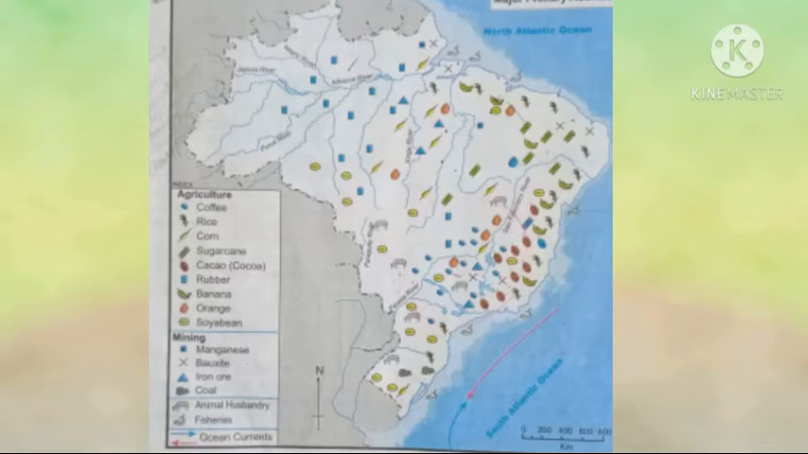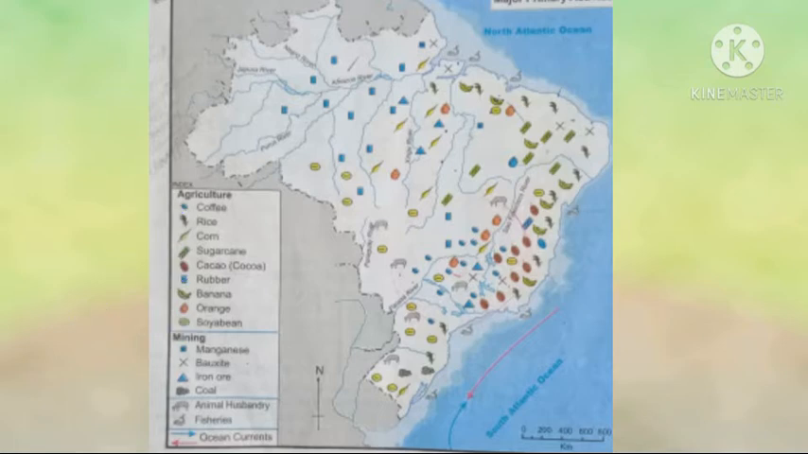Among these, rice and corn are the food crops or cereals which are produced in Brazil. And apart from these, banana and orange are the fruits. Then other crops such as coffee, sugarcane, cacao, rubber and soybean are the cash crops.